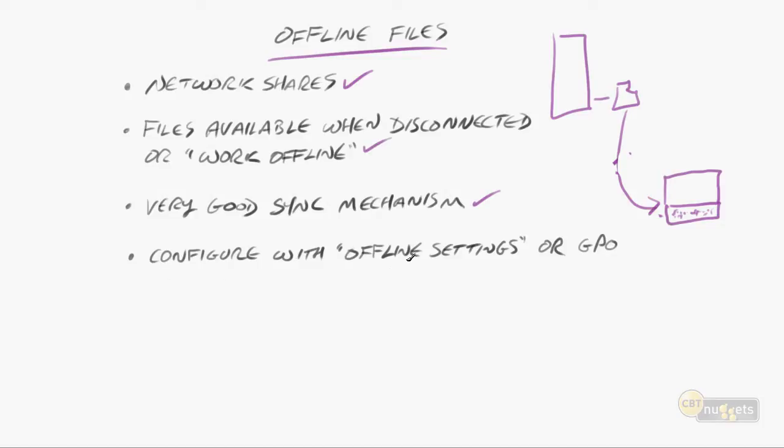Also, you configure this with offline settings, or it's going to be the caching settings on your file share. And then you can also adjust various settings with a group policy object. You don't need to go into a lot of detail with that. There's probably a few dozen different group policy settings for offline files, which kind of explain themselves. But I'll show you where they're located at the very least here.